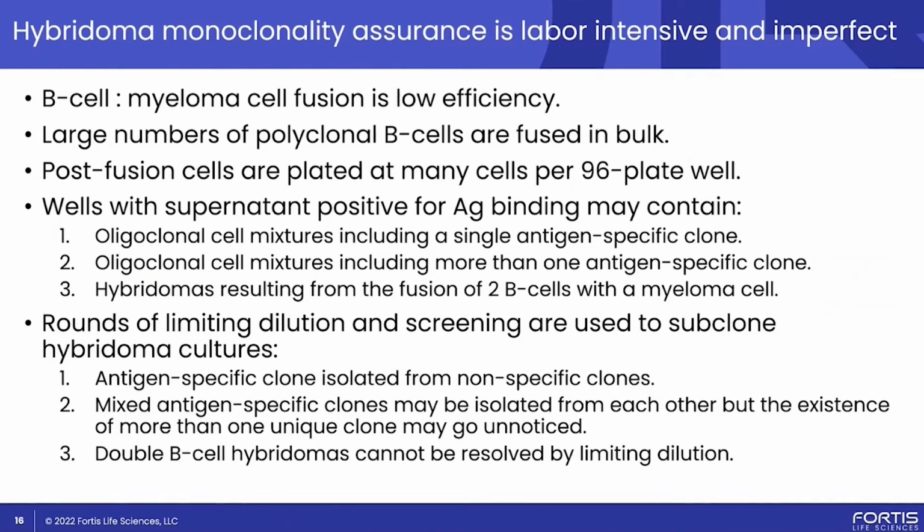And then in the case of scenario number 3, where you have 2 different B cells fused with a single myeloma cell, that hybridoma is still a single cell. And so there's no way to resolve that by limiting dilution. You'll always have those 2 B cells contributing to the output of antibody into that conditioned medium.